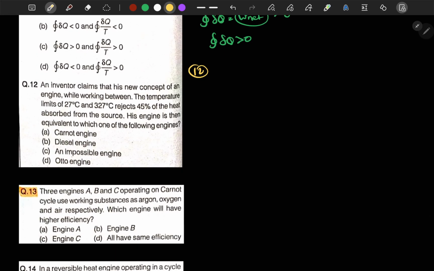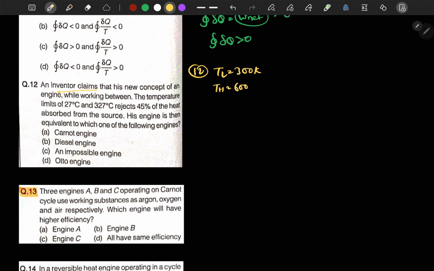We see that an inventor claims that his new concept engine, while working between these temperature limits, rejects 45% of the heat absorbed from the source. Let's write the data. It is given that TL is equal to 27 degrees Celsius, which will be equal to 300 Kelvin, where we add 273. And TH will be 327 plus 273, which is 600 Kelvin.